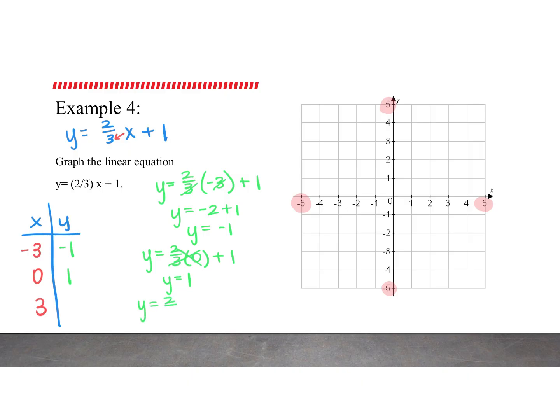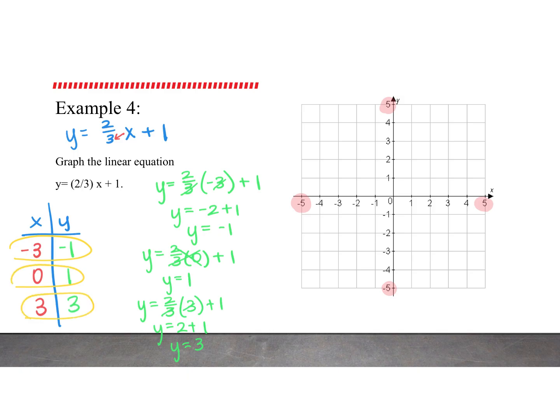And then I've got 2/3 times 3. The 3's are going to cancel, so I'm left with 2 plus 1. And I get y equals 3. Now each one of these is now an ordered pair that I can graph.